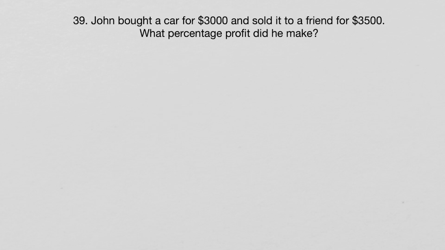Question 39. John bought a car for $3,000 and sold it to a friend for $3,500. What percentage profit did he make? First, we have to find the profit by subtracting the cost price from the selling price. This is $3,500 minus $3,000. This will give us a profit of $500.